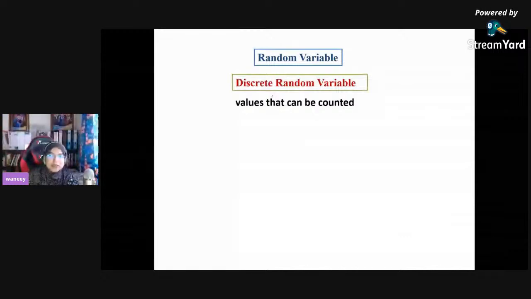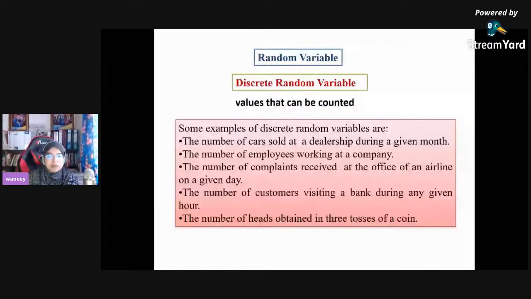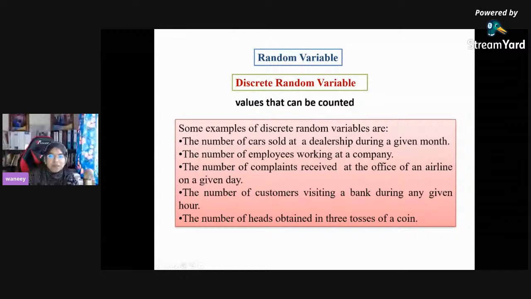So some examples of discrete random variables are the number of cars sold at a dealership during a given month. Of course, it can have a value straightforward. So kita tak ada point-point, so a value that can be counted straight away. The number of employees, again a human person, we cannot have a quarter or half employee. The number of complaints received at the office of an airline on a given day, again the number of complaints. When we are talking about the number of complaints, you either receive 2 complaints, 3 complaints, 4 complaints, 5 complaints.